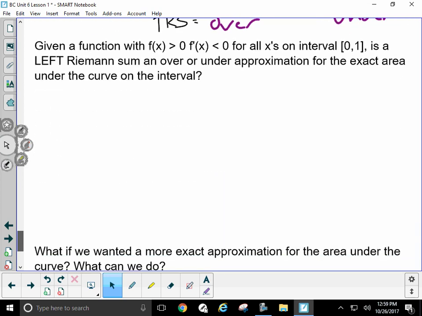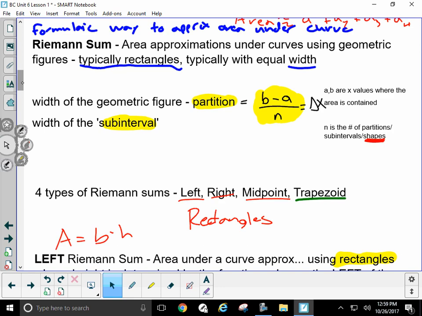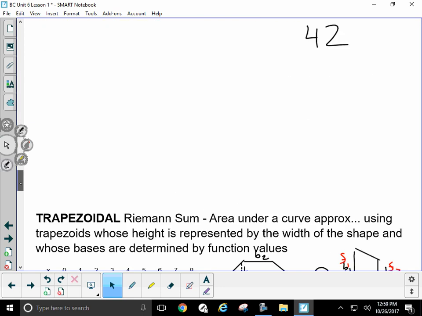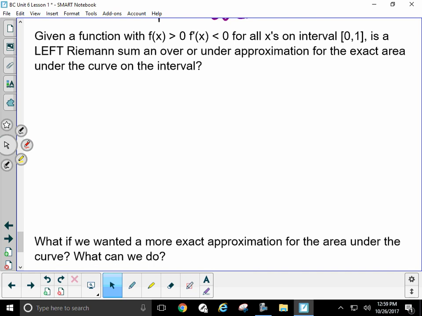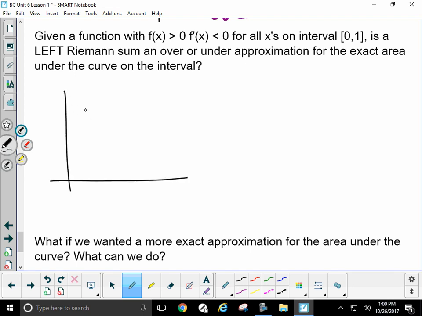We should answer this question really quickly. Sorry. This is a question you might see on a quiz or on a test. Given a function with positive function values and derivatives that are negative, is the left Riemann sum over or under? What I would recommend doing is sketching a function that has positive function values, but we know this means we're decreasing. Doesn't matter what the concavity is, a left Riemann sum is over.